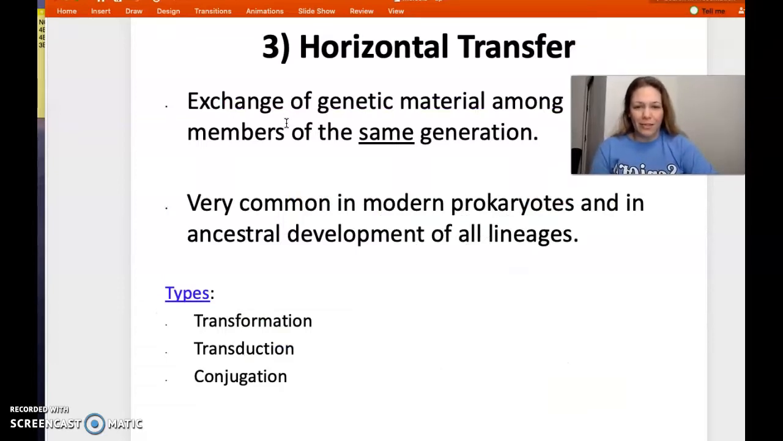So there you go, between members of the same generation. This is really common in bacteria. I've got an animation for that as well, so let's take a look.